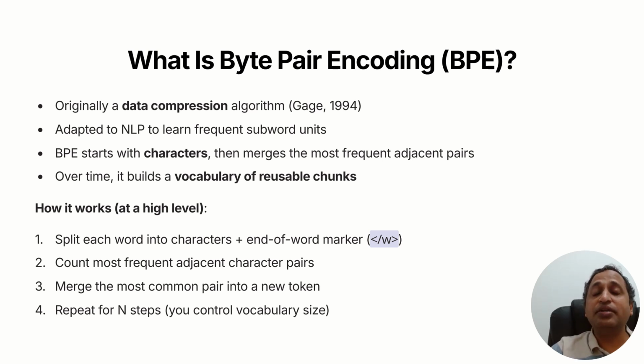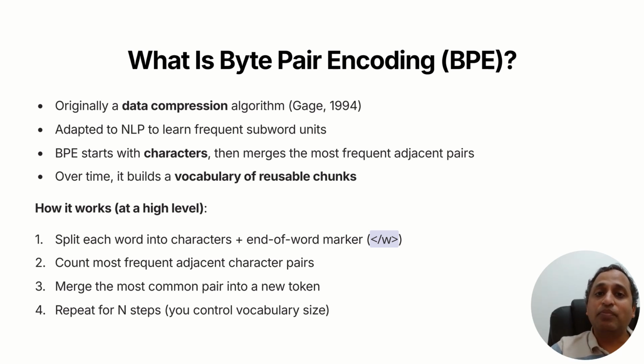BPE starts with individual characters and then merges the most frequent adjacent pairs to create new reusable tokens, like "quantization". Over time, this builds a vocabulary of reusable chunks that help represent words efficiently, even if the word itself is rare. So how it works at a high level: step number one, it splits each word into characters and adds an end-of-word marker, maybe "/w", to preserve the word boundary. As I said, "hello" becomes H-E-L-L-O and /w.